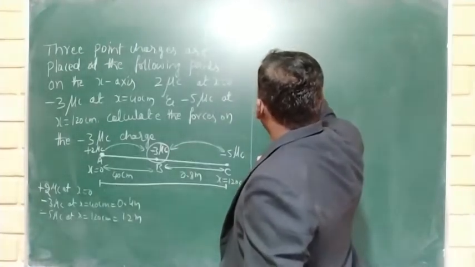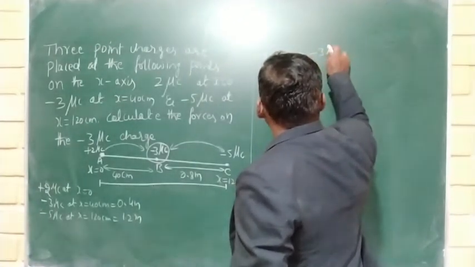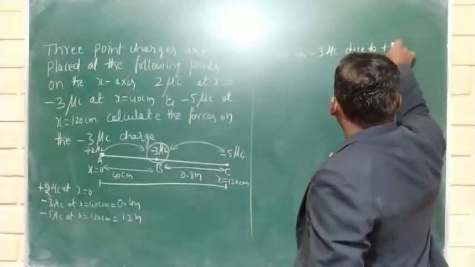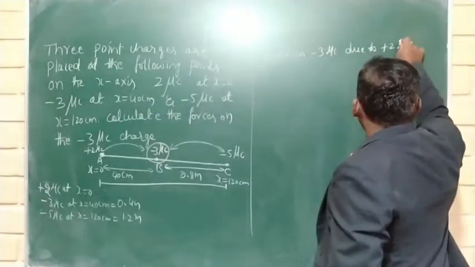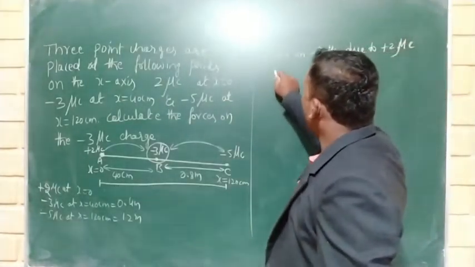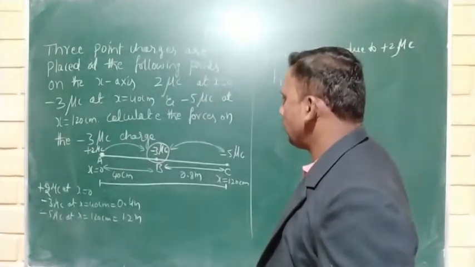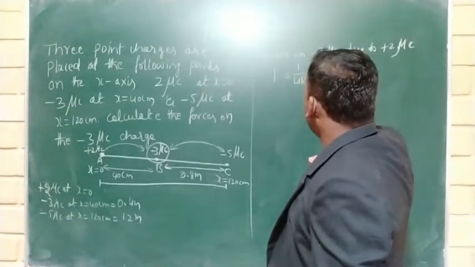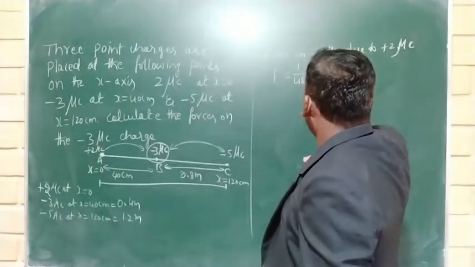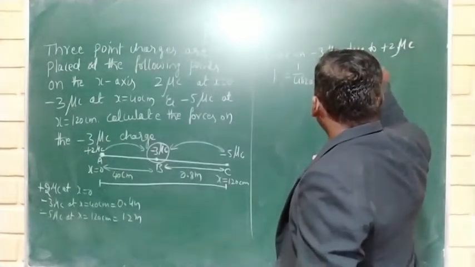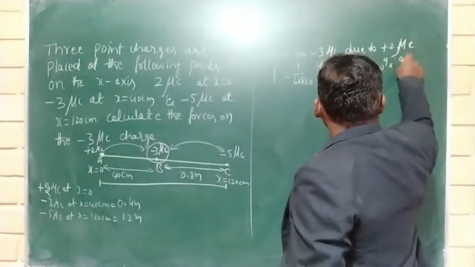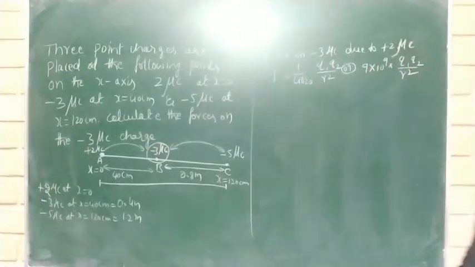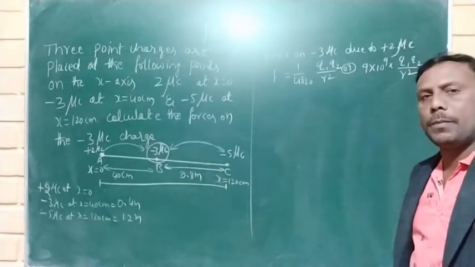Force on the minus 3 microcoulomb charge due to the plus 2 microcoulomb charge, that is F1, is given by the formula F is equal to 1 divided by 4 pi epsilon naught Q1 Q2 divided by R square, that is 9 into 10 to the power of 9 into Q1 Q2 divided by R square. This is the general formula to calculate electrostatic force between 2 point charges.